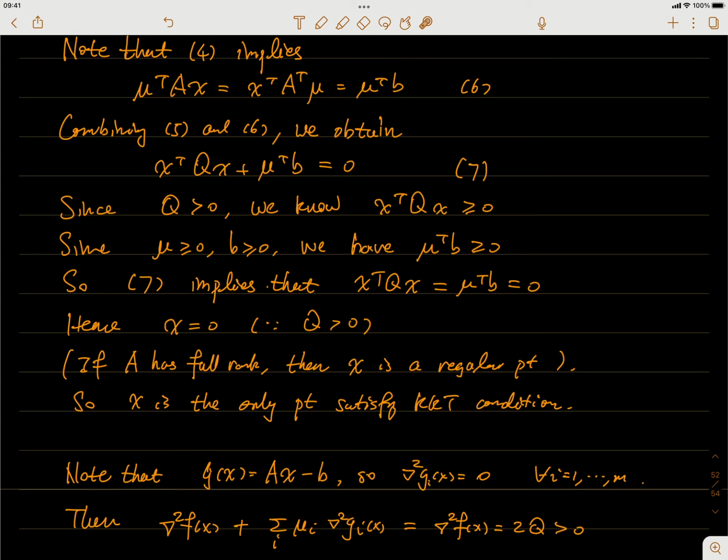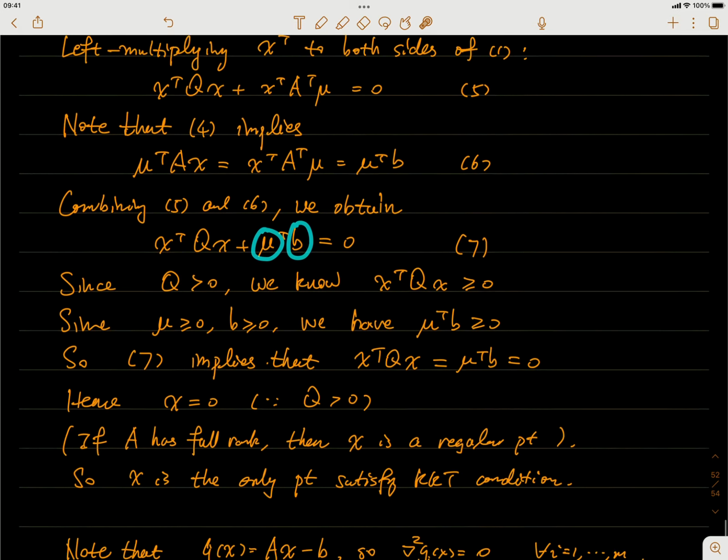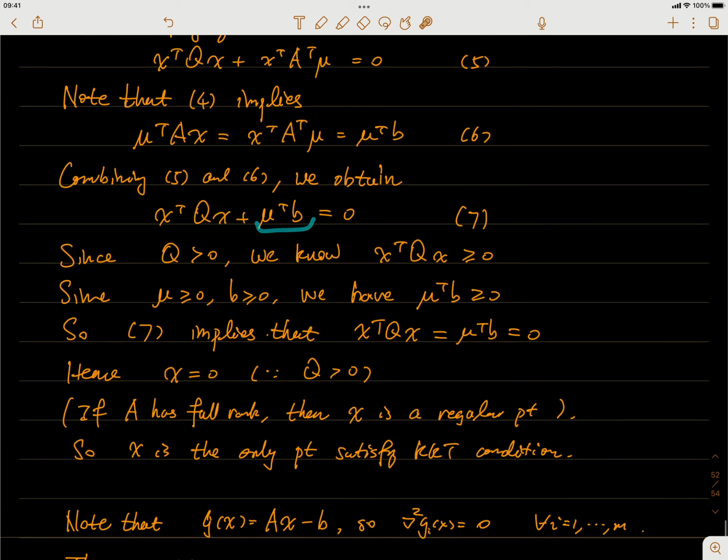Now remember that Q is positive definite, so this one is greater than or equal to 0. On the other hand, mu is greater than or equal to 0, and b is a non-negative vector as said in the question. So the inner product of these 2 non-negative vectors must be greater than or equal to 0. Two non-negative numbers adding up to 0 means that both of them have to be equal to 0. And if this is equal to 0, but Q is positive definite, then x has to be equal to 0. So x has to be equal to 0, and the other term being 0 doesn't help us, because x is already known.